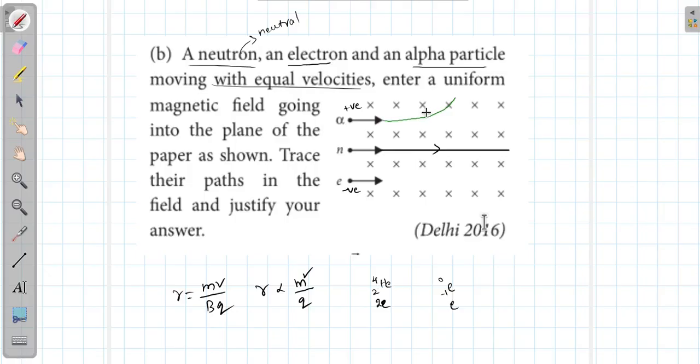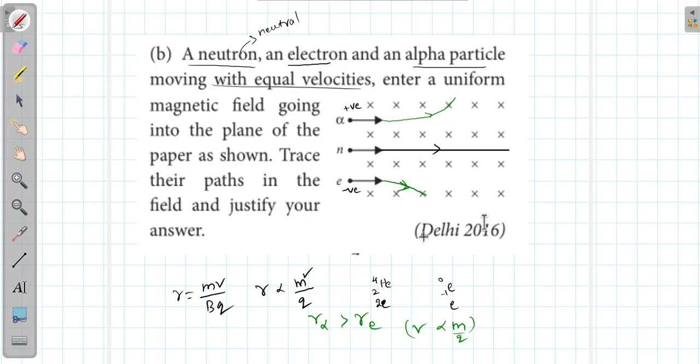The circular path of the alpha particle has a bigger radius, and the electron has a smaller radius. Here we have to mention that also: the radius of the alpha particle is greater than the radius of the electron, because R is proportional to m by q. The mass to charge ratio is very big for the alpha, not the electron. The electron's mass is very small.